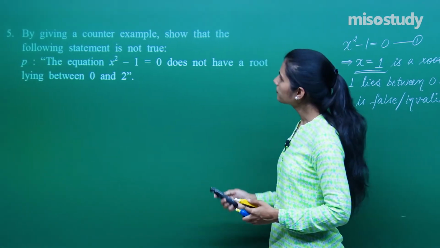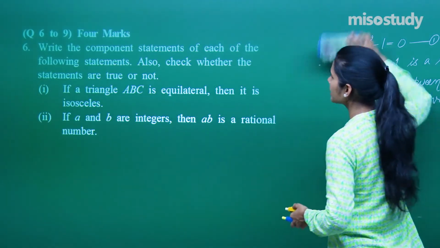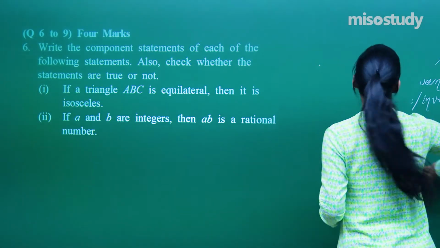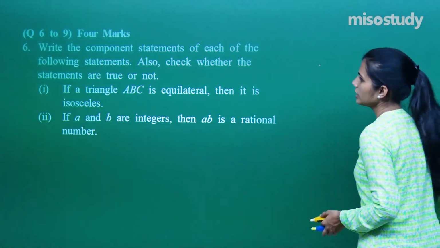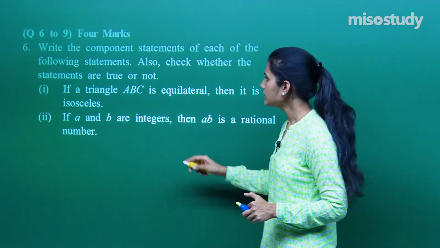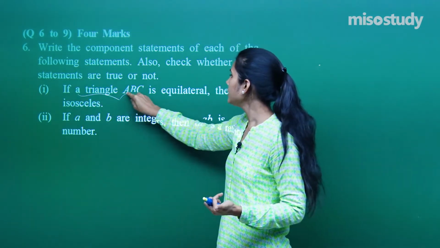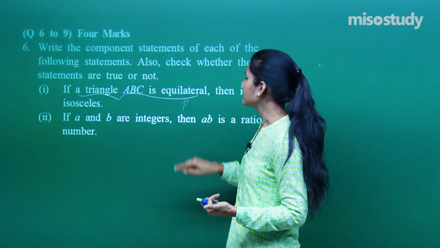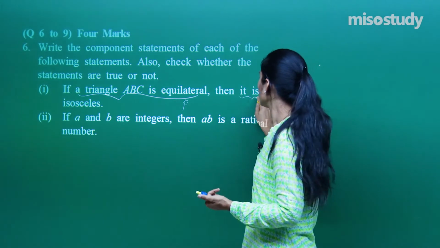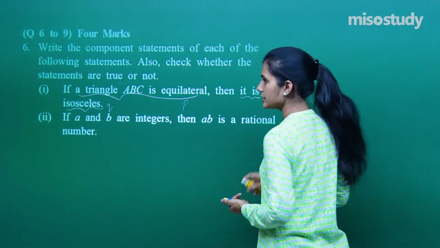Next we have, write the component statements of each of the following statements and also check whether they are true or not. Okay. So if a triangle is equilateral, then it is isosceles. Right now you can see this is an if-then implication. What are the component statements? A triangle is equilateral. This is the first component statement. The triangle is isosceles. Second component statement.